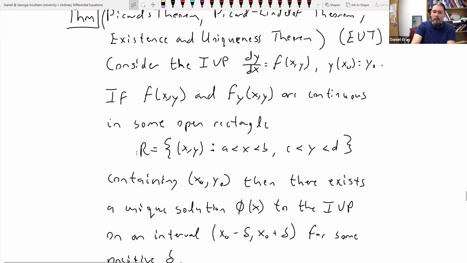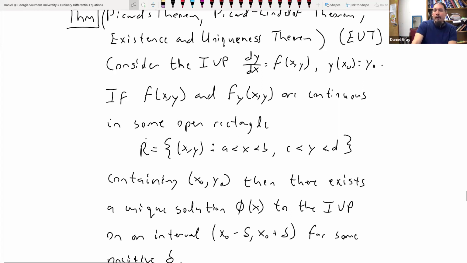some open rectangle, right? So what is an open rectangle? Well, it's a rectangle where the x values are between a and b and the y values are between c and d, for some numbers a, b, c, and d, basically. That's all a rectangle is. And it's an open rectangle because we don't allow x to be equal to a, we don't allow x to be equal to b, we don't allow y to be equal to c, and we don't allow y to be equal to d. That's what makes it open, just like an open interval. So this is an open rectangle.